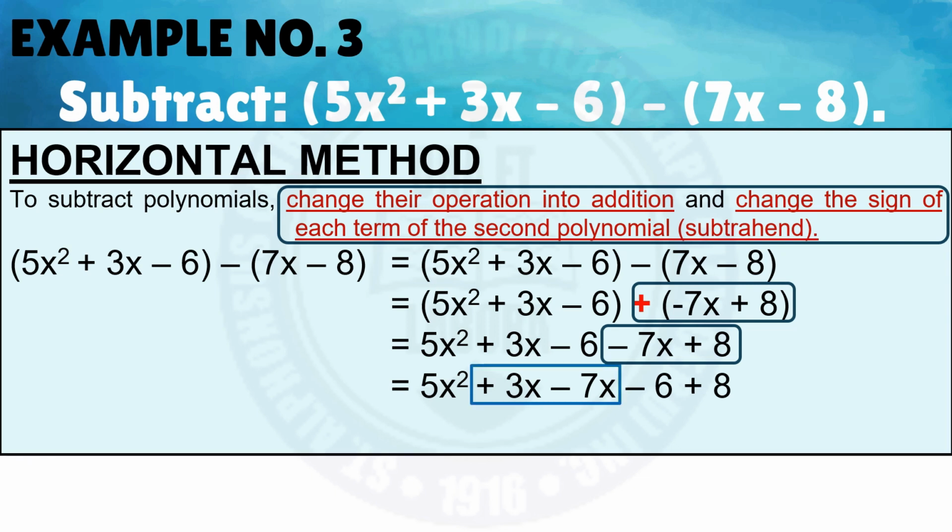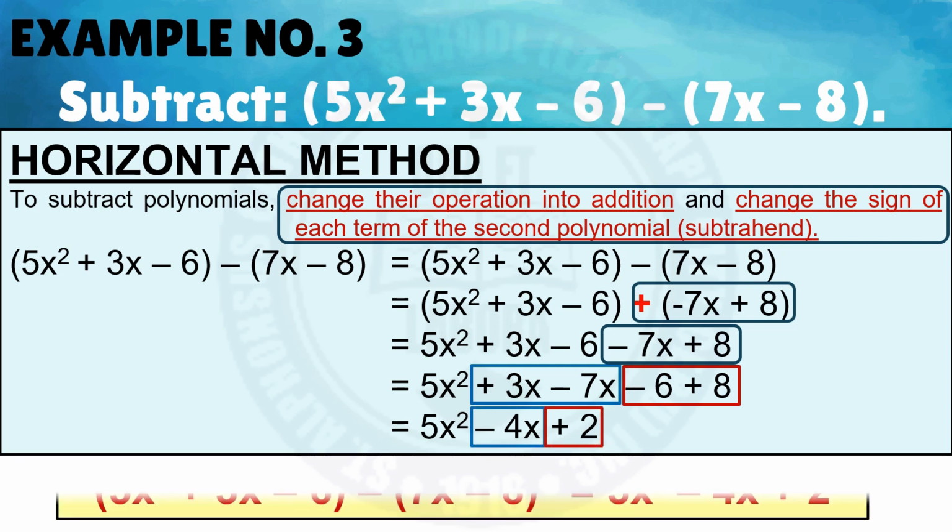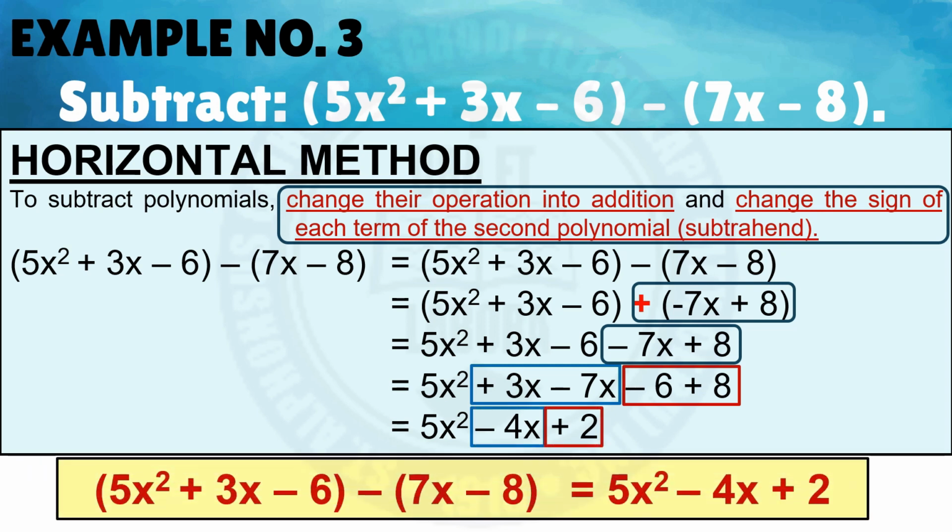3x and 7x should be put side by side, and negative 6 and 8 should be put also side by side. So as we simplify them further, we have copy 5x squared and then 3x minus 7x, that would be negative 4x, and negative 6 plus 8, that must be positive 2. So the answer is 5x squared minus 4x plus 2.